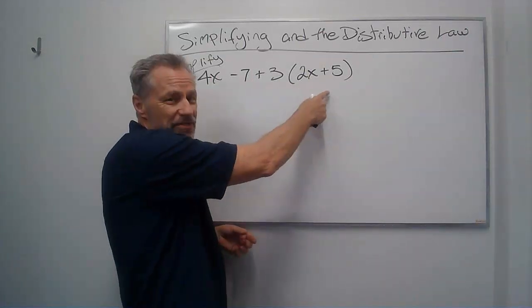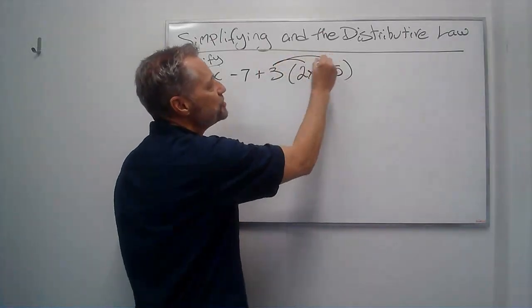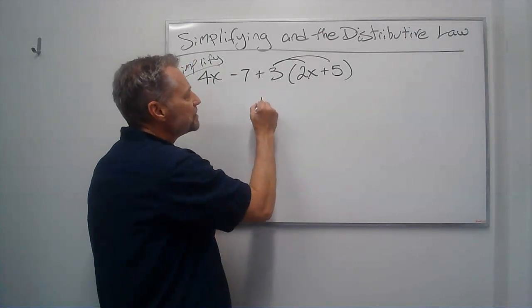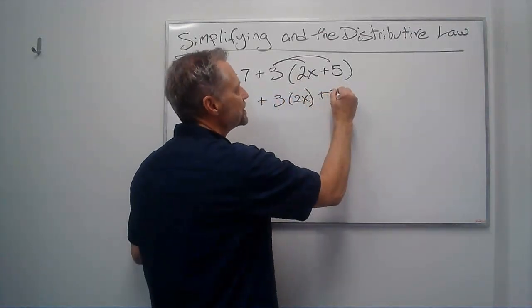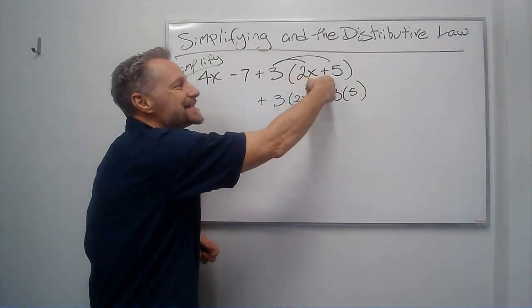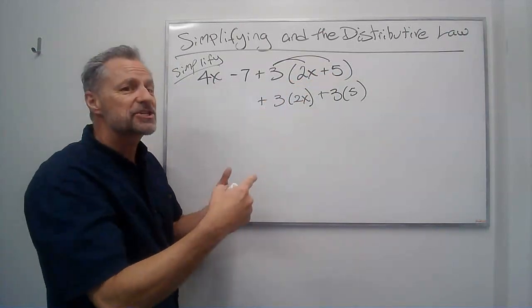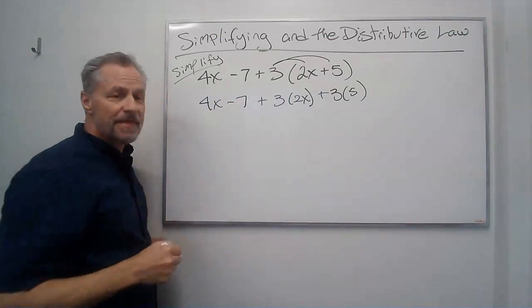3 times 2x plus 5, well, that's where the distributive property comes in. I'm going to distribute this 3 to each piece. So it's going to be plus 3 times 2x plus 3 times 5. That's my distributive property: 3 times each thing in there across either addition, or if that was subtraction, I do the same thing. So I've got 4x minus 7 and then that.